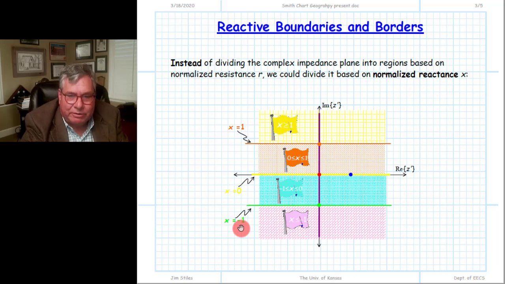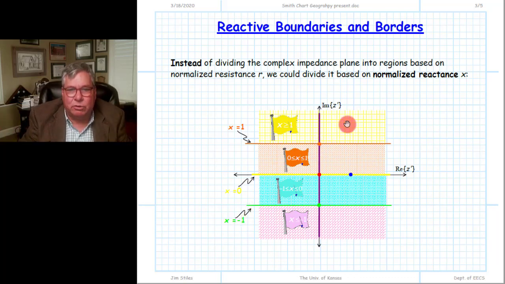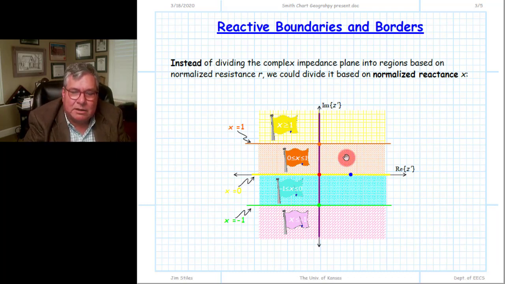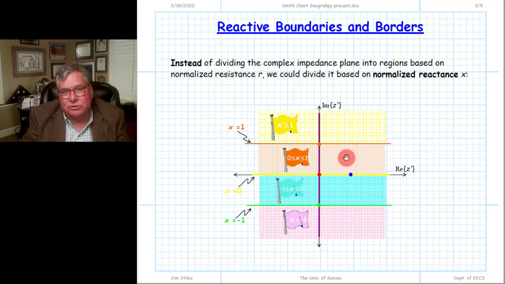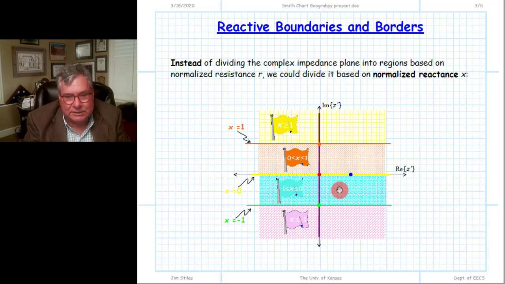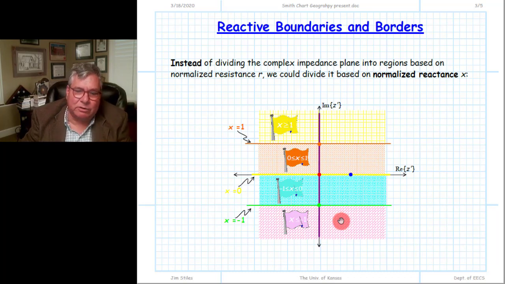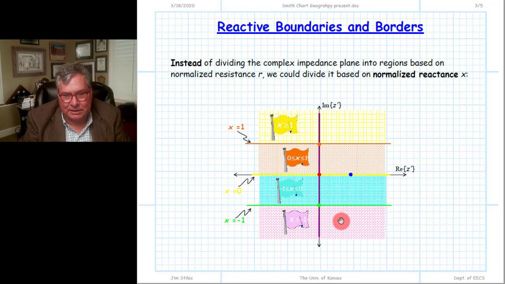Between those 3 boundaries, we can define then 4 regions. The yellow region, where all of the normalized reactances are greater than +1. The orange region, where the normalized reactances are between 0 and 1. The blue region, where the normalized reactance is between 0 and -1. And finally, this pink region, where the normalized reactance is less than -1.